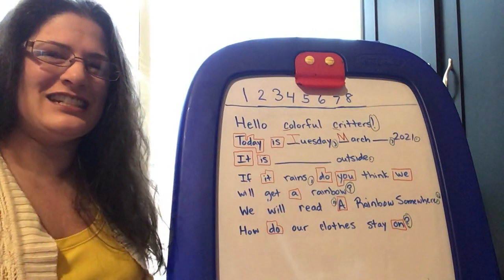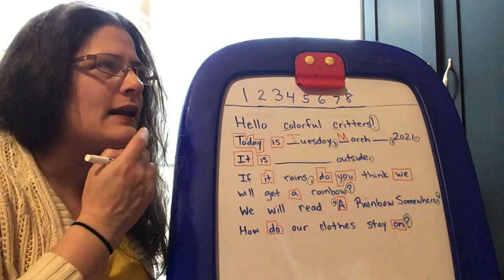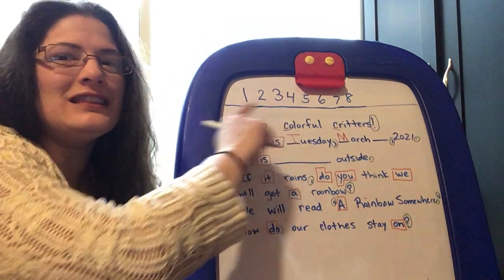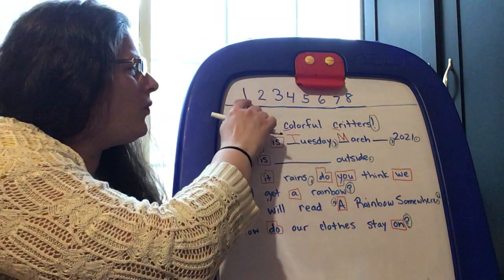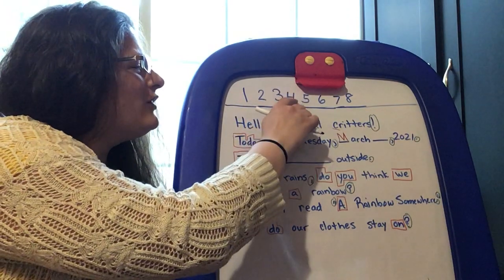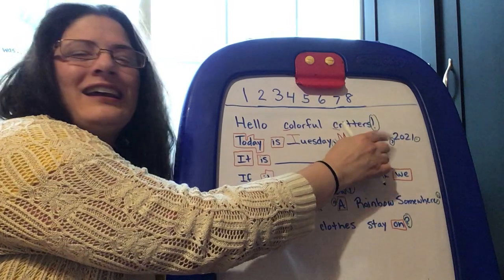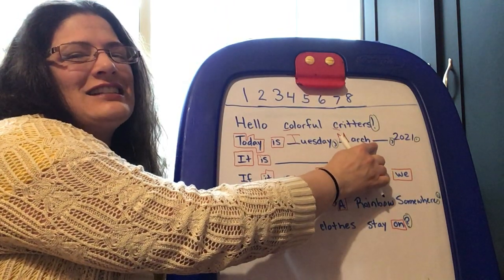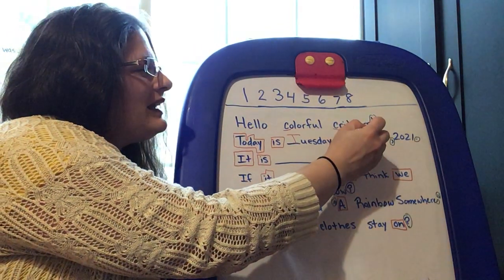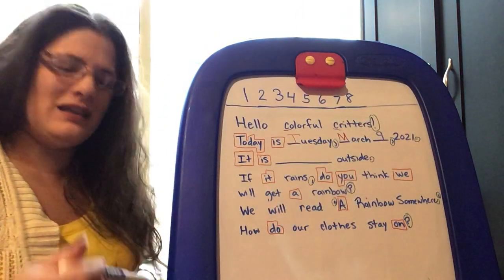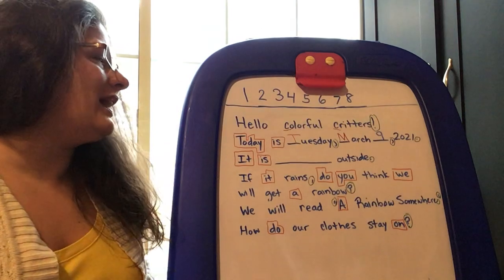Let's see what number it is today. How are we going to figure that out? Let's go up to our number line. 1, 2, 3, 4, 5, 6, 7, 8. Today's number is 9. Make a circle, then a line to make the numeral 9.